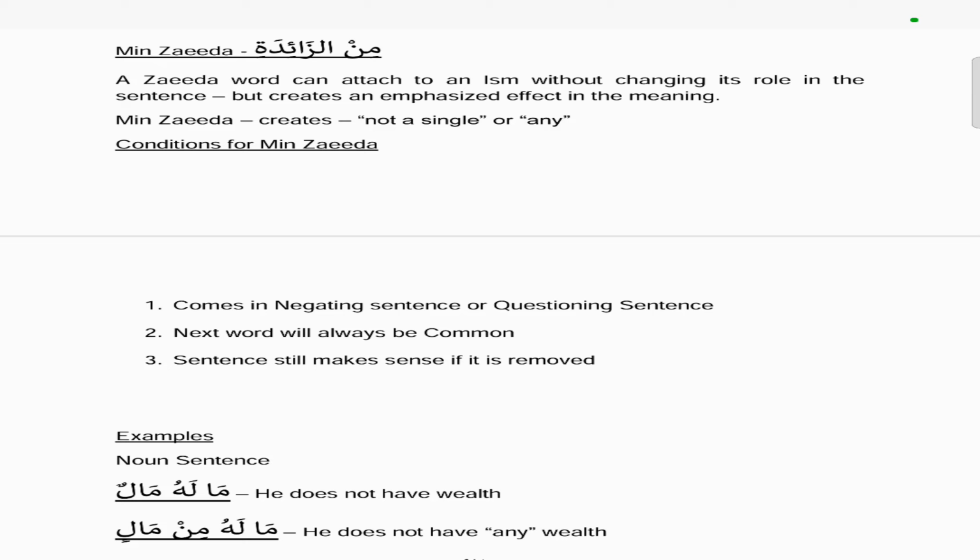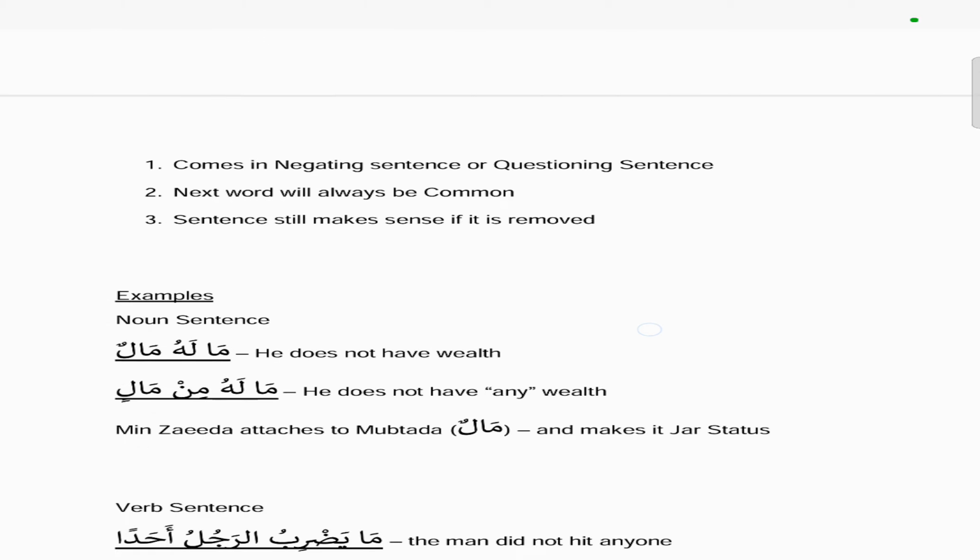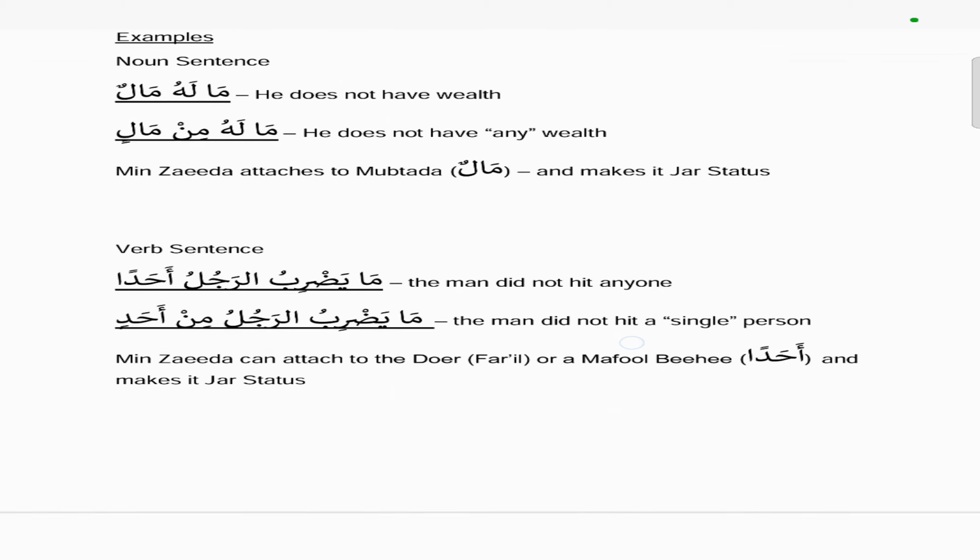So remember the min is a harf of jar. In order to determine whether it's min za'ida, it has to come in a negating sentence or a questioning sentence. The next word will always be common. It can never be proper. And the sentence still makes sense if the min is removed. So we'll give you some examples here.